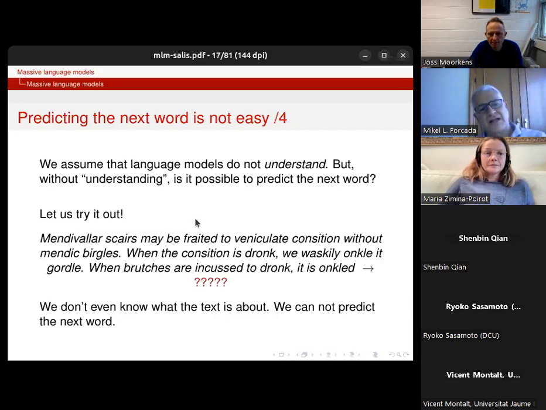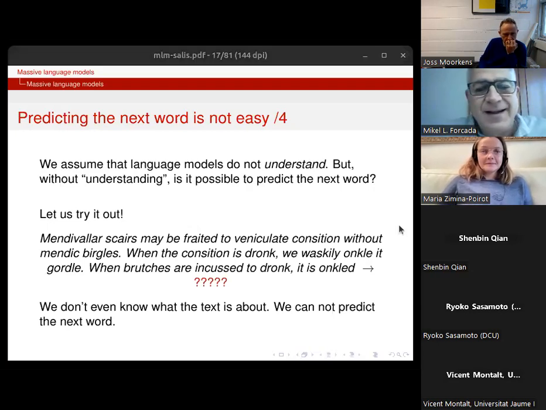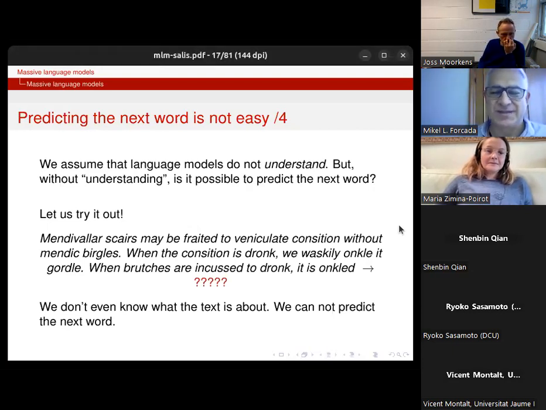The sentence goes: Mendivalar scares may be freighted to viniculate concision without mendic burgles. When the concision is drunk, we waskily uncle it gordle. When brunches are in costa drunk, is it uncled? I mean, we don't even know what the text is about. It's in English, but all of the words are not English, though it has English syntax, and it seems to be talking about something. There's some discourse going on, but we don't know. There's no way to predict which word comes there.